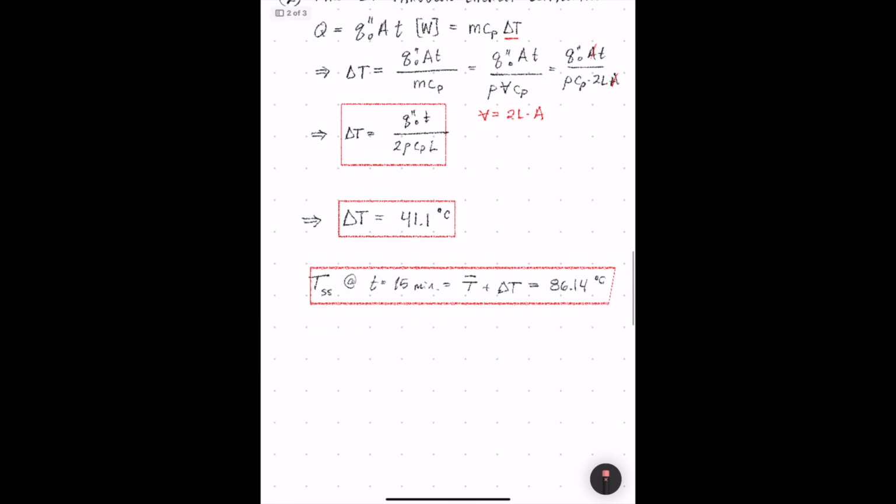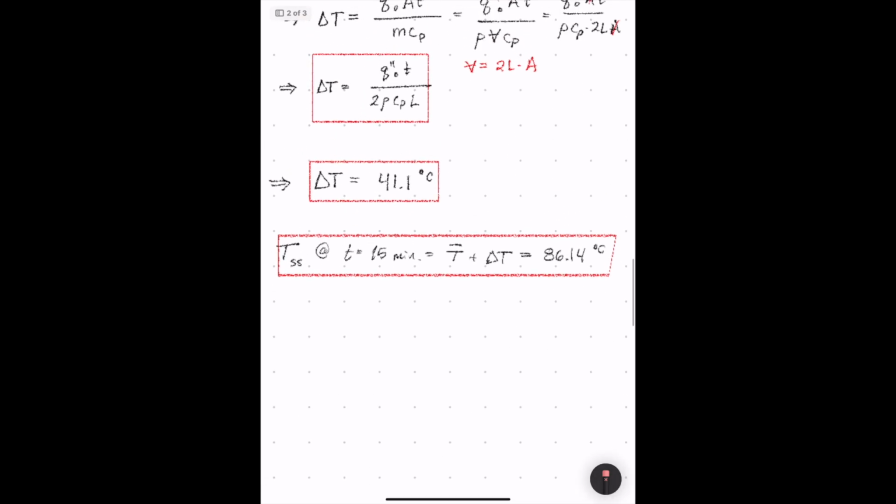and we can add that 41.1 degrees Celsius to the 45 degrees Celsius mean temperature that we found here to get our steady state temperature at 15 minutes of 86.14 degrees Celsius. And if we plot that curve on this subplot here, we can see that it's just constant along the entire block since it's completely uniform. And it's also much higher than the previous systems since there was no ability for any heat to escape.